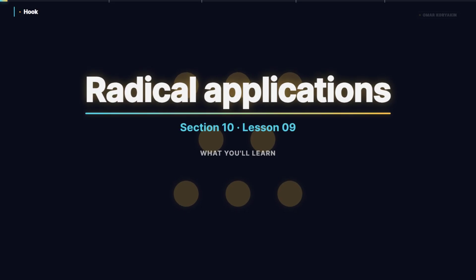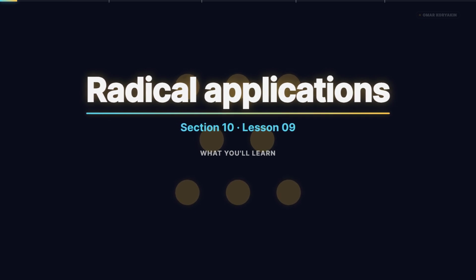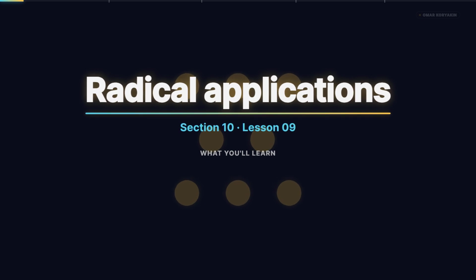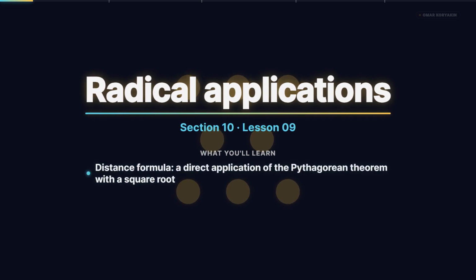Welcome to Section 10, Lesson 9. Square roots show up in physics, geometry, and engineering whenever a quantity scales with the square root of another. Three applications cover most of the standard cases: distance between 2 points, pendulum period, and free fall time.